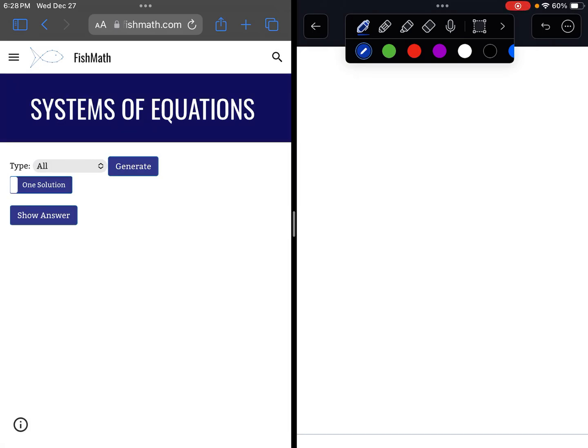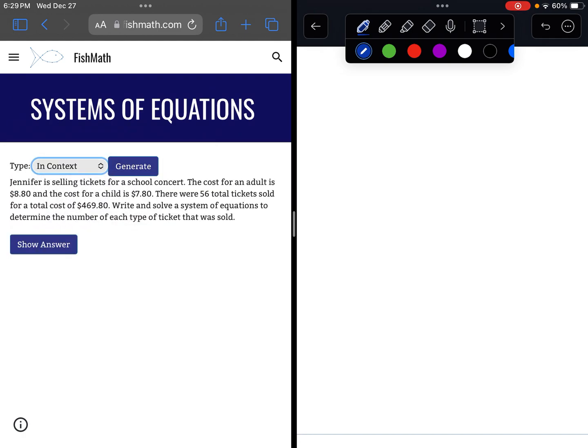We're going to look at how to solve a system of equations in context. So I'm going to go over here, I'm going to pick in context. First one we're given is all about tickets. It says the cost for adult tickets, cost for child tickets, and then total number of tickets sold. We're trying to find the number of each type of ticket.